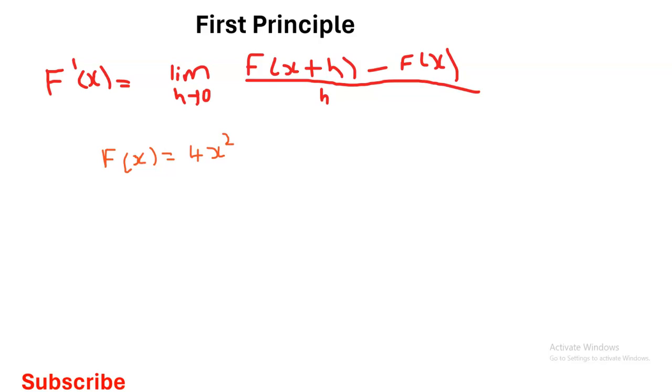If I were to find the answer using the derivative laws, which we've done in other videos in our playlist, I can apply the law of exponents, where I bring down the 2 and multiply it by the 4, and the exponent becomes minus 1. So it'll be 4 times 2, that is 8x. My answer will come back as 8x using the derivative laws.